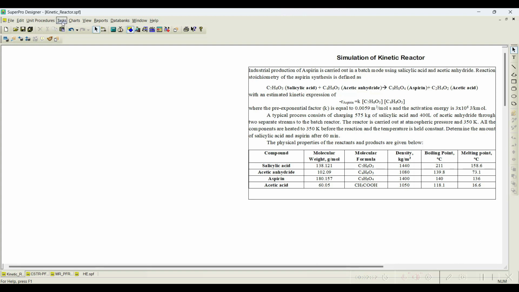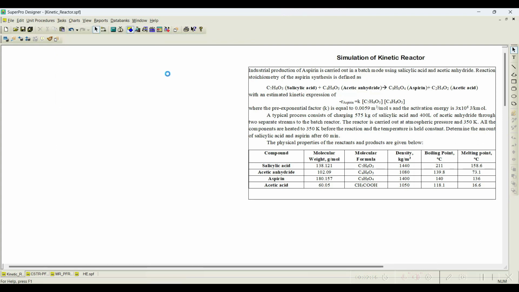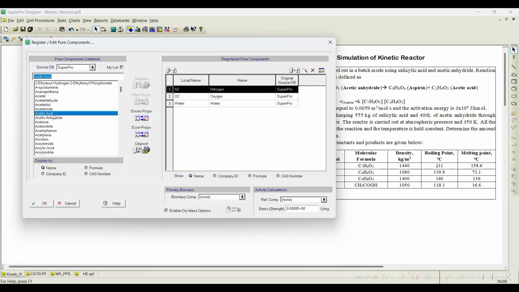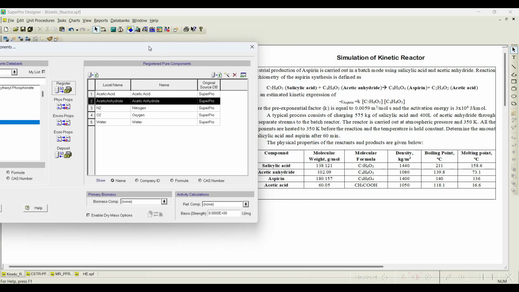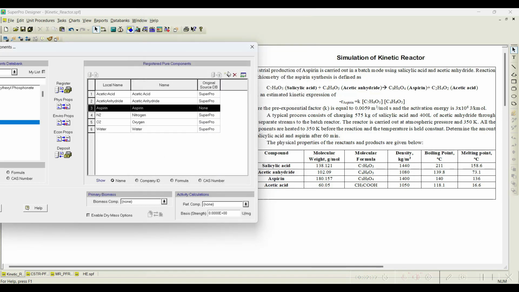The first step is registering pure components. So we go to pure components and register stock mixtures. These two components, acetic anhydride and acetic acid, are already available in the database. I'll register them. Two more components, aspirin and salicylic acid, are not available in the database, so we need to register them. I'll register aspirin, going with default water properties, and also register one more component as salicylic acid.